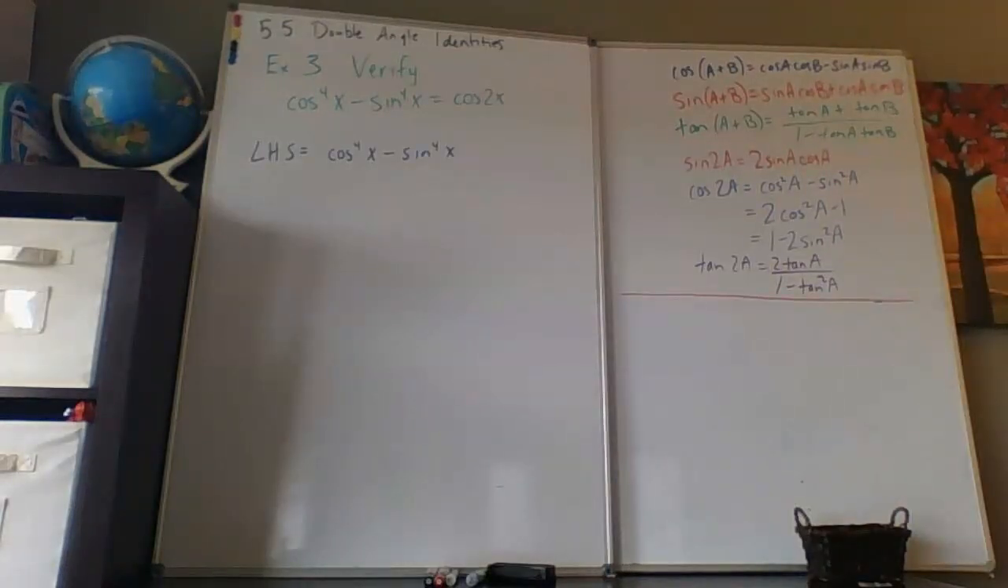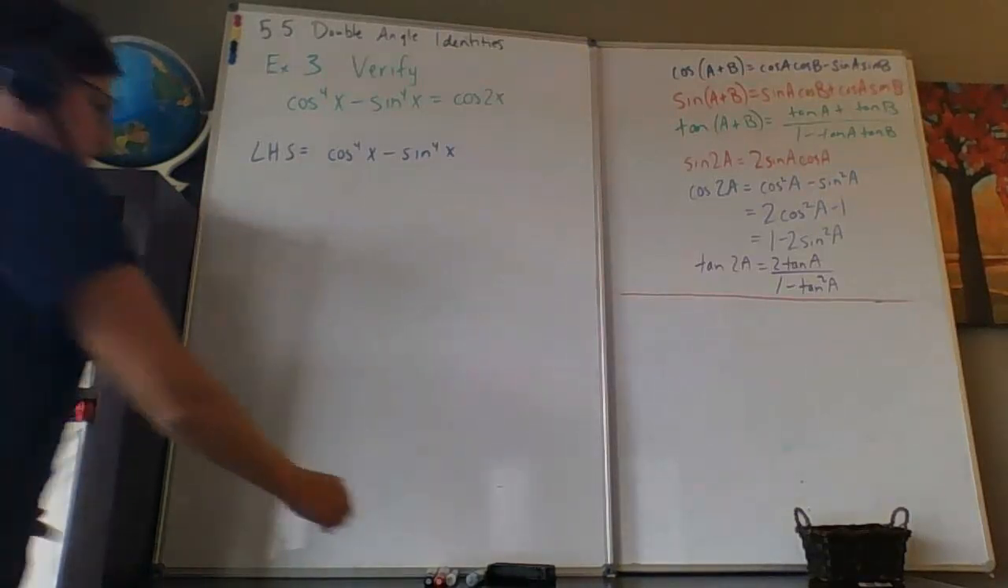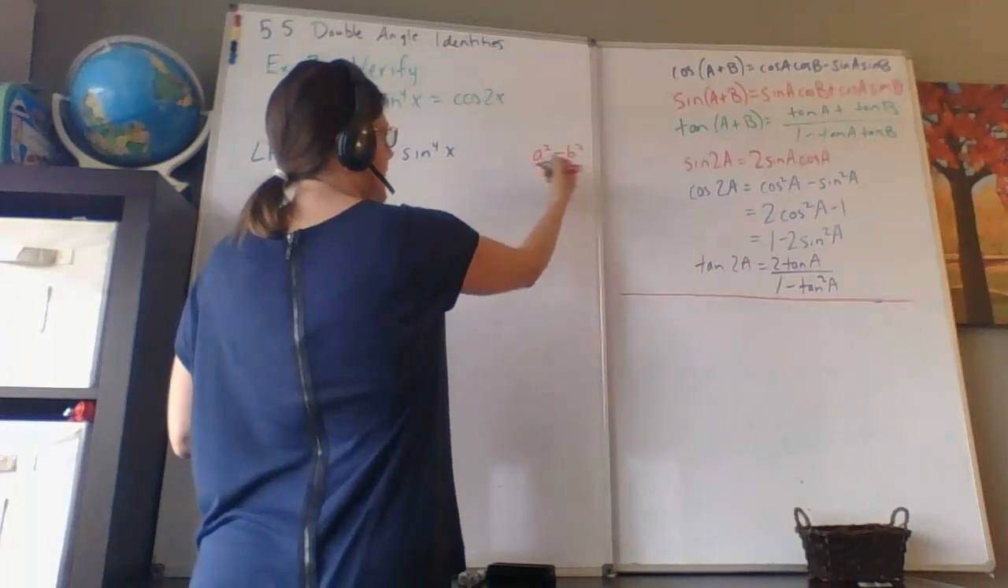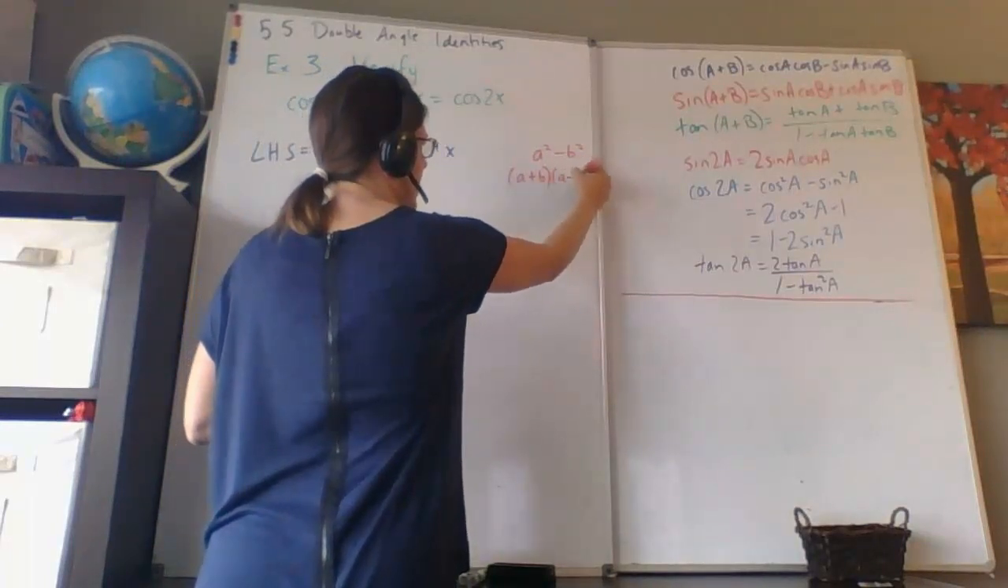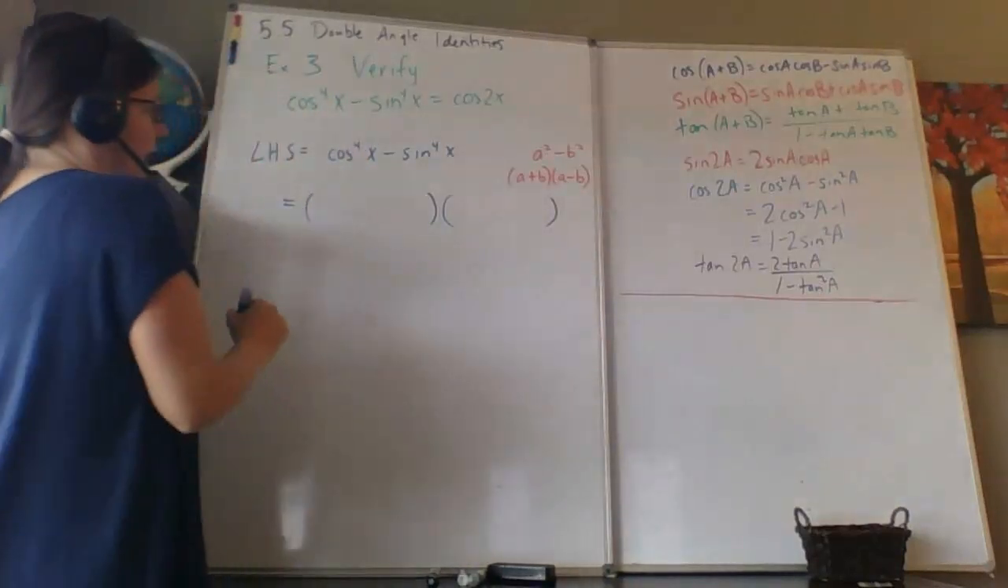Cosine to the fourth x minus sine to the fourth x is actually a difference of squares. Remember, a squared minus b squared can be written as a plus b times a minus b. Therefore, we will get two factors.